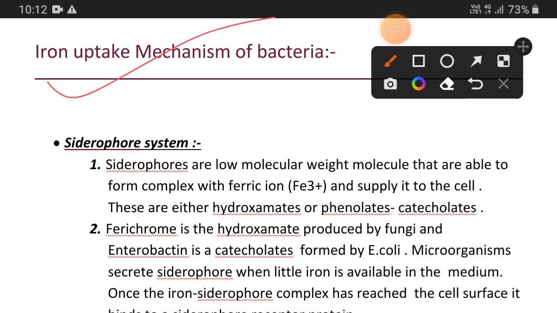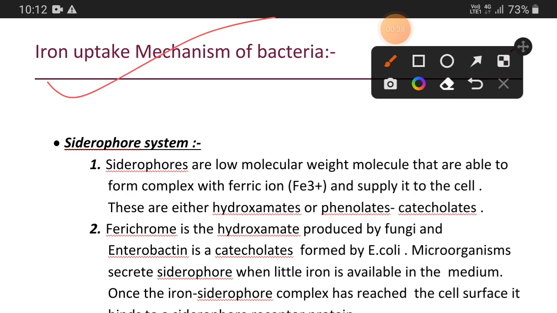In this video tutorial we are going to discuss the iron uptake mechanism of bacteria. Remember one thing, all pathogenic microorganisms have to develop something for their survival, because all pathogenic microorganisms require free iron to survive inside the host.